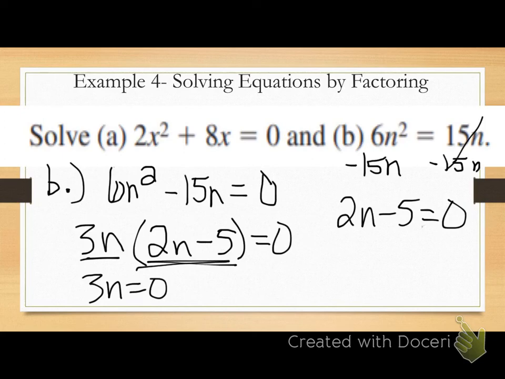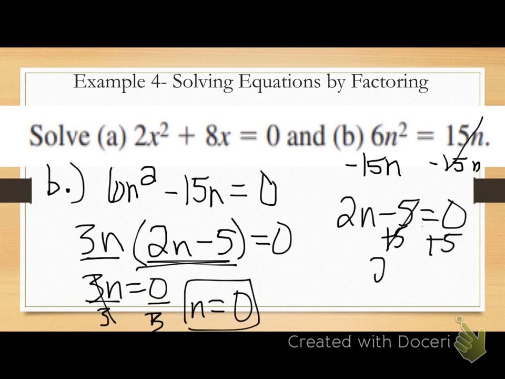Okay? 3n equals 0. How do I get n by itself? Divide by 3. So what does n equal? 0. 0 is one of my solutions. What's my first step on 2n minus 5 equals 0? Add 5 to both sides. 2n equals 5. And now, how do I get n by itself? Divide by 2 on both sides.